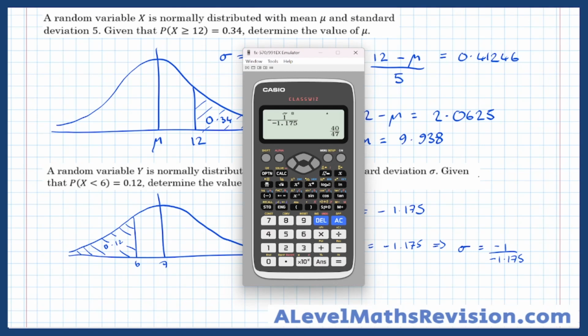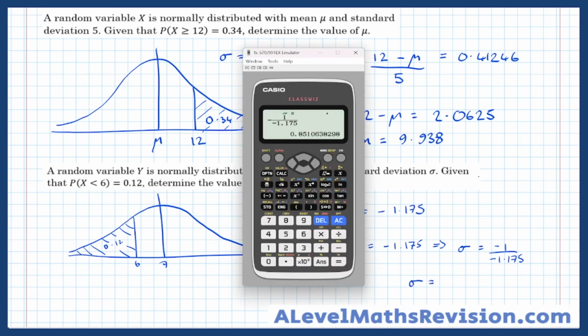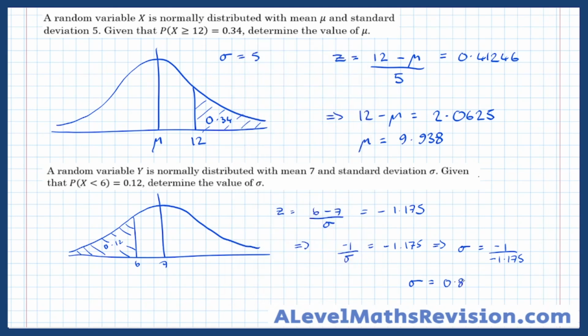which is equal to 40 over 47, or 0.8511. So sigma equals 0.8511. And notice I always try and round to 4 significant figures just to be safe. Usually the bare minimum allowed is 3, so if you round everything to 4, you're onto a winner.